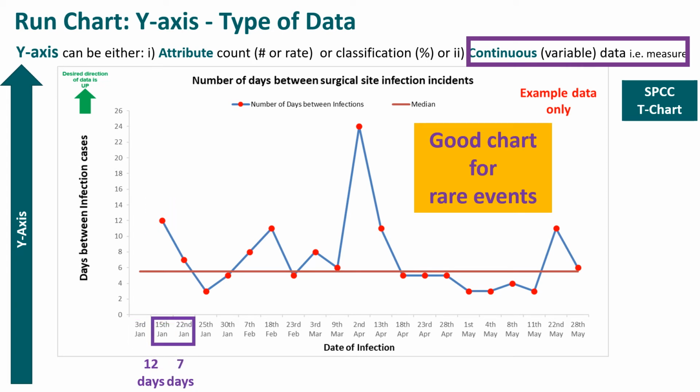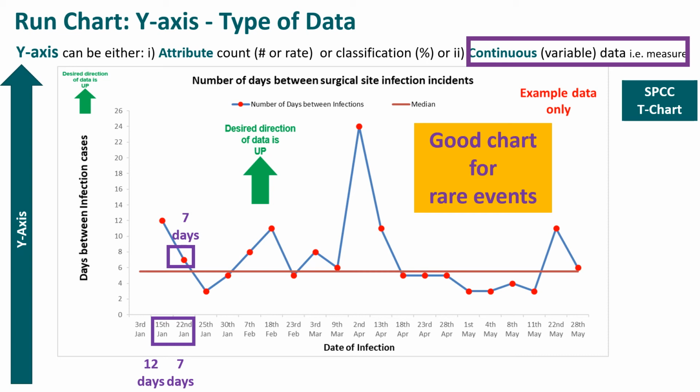Then the next case we've got from 15th of January to the 22nd of January, which is 7 days. So 7 days is plotted on the chart. What's interesting with this chart is we're looking at incidence, but the desired direction of the data is actually up because we want to have many days between incidents.